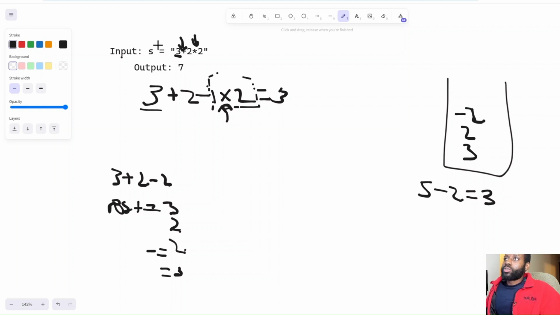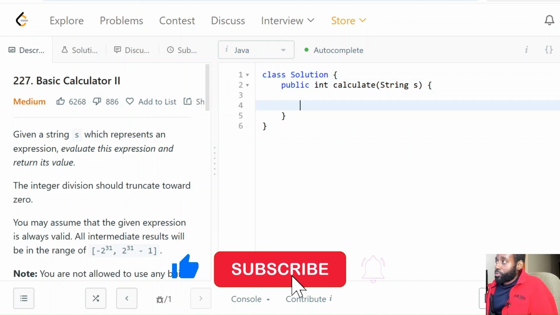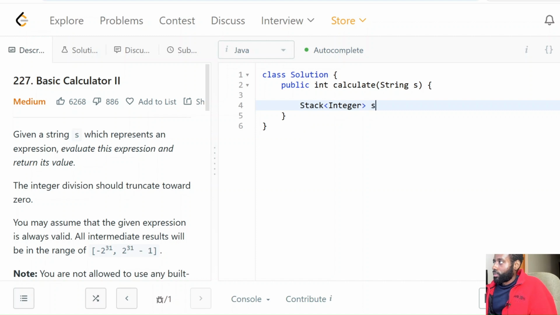So let's quickly go into the code. Hopefully it makes more sense when I go through the code with you guys. It'll be very simple. Like we said, we're going to use a stack data structure to keep track of the intermediate results. So go ahead and use a stack.